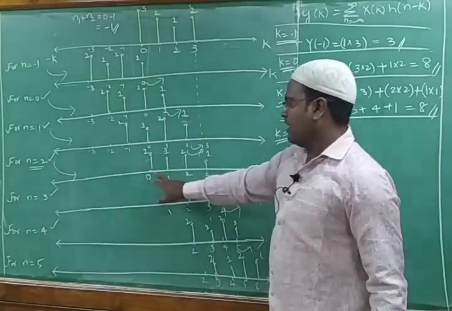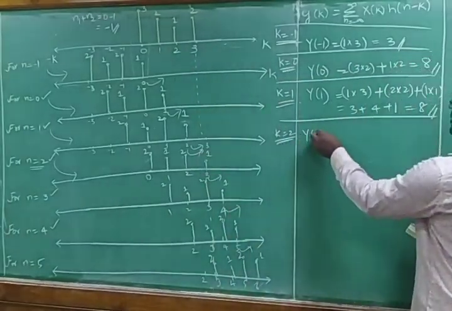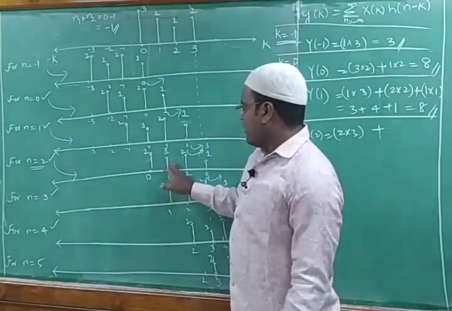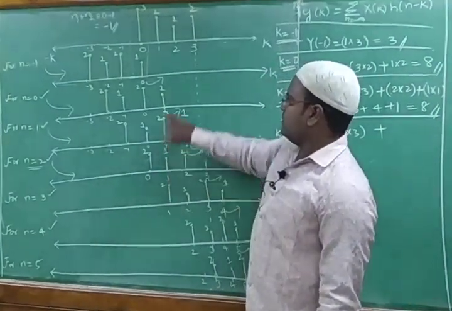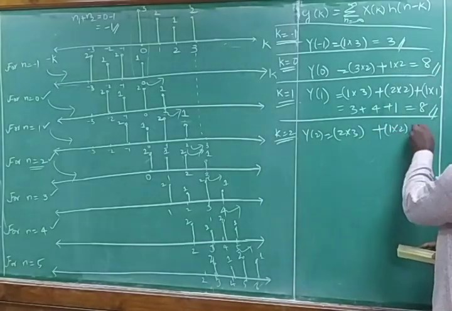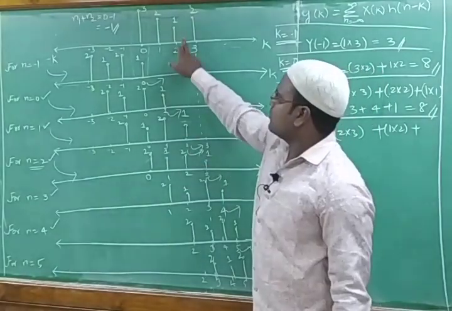So you see at 0 it is 2, at 0 it is 3. So I can write 2 into 3 plus, now at n is equal to 1 it is 1, at n is equal to 1 it is 2. So I will write 1 into 2 plus, now at n is equal to 2 it is 2 amplitude, 2 is equal to 1 amplitude.